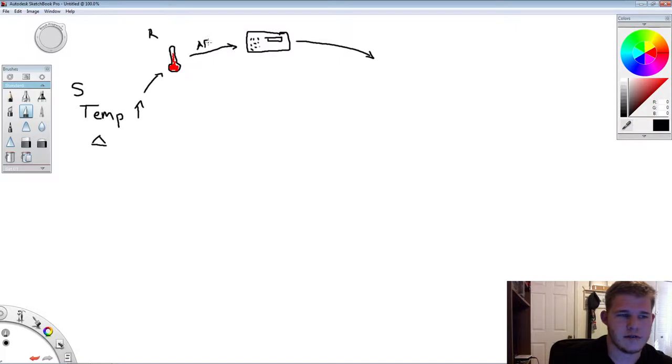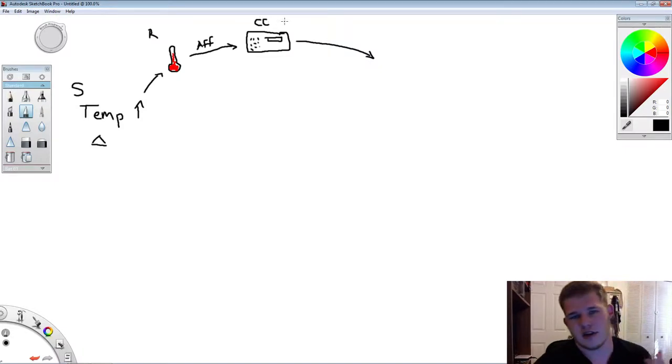I'm just going to do AF. Bam. To the thermostat. This is going to be the control center. This is where the situation is going to be thought over by a controlling factor, which happens to be the thermostat. So basically, high temp, the thermometer's like, dude, it's high. Thermostat's like, yeah, it is high. We need to change something.